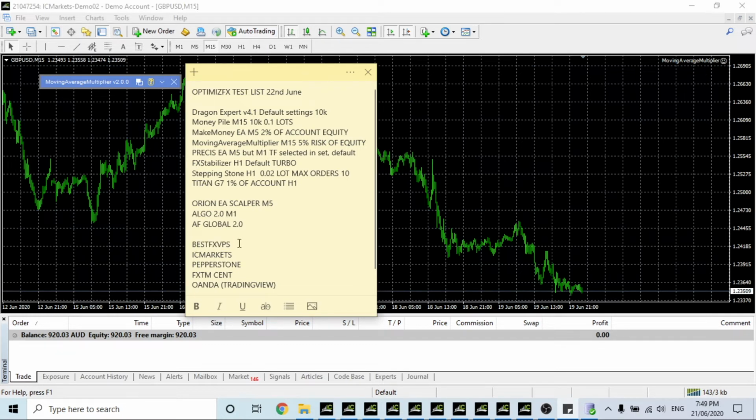I only run 4 terminals at any given time on my live VPS. Now the brokers that I use are IC Markets, Pepperstone, and for a cent account I use FXTM.